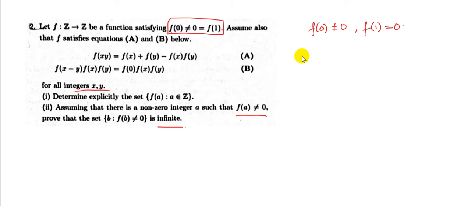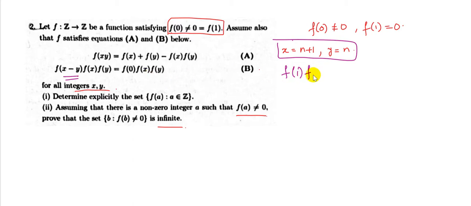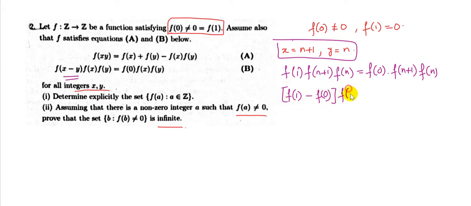So first let us look at equation 2, or equation (b), and try to find a recursive relationship from that. If I substitute x equal to n plus 1 and y equal to n in the second equation, then x minus y becomes n plus 1 minus n, which is f(1) into f(n+1) into f(n) equals f(0) times f(n+1) times f(n). If I transpose all the terms to one side, I get (f(1) minus f(0)) times f(n+1) times f(n) equal to 0.